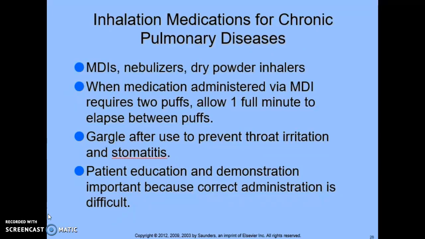So we have the MDIs, the nebulizers, and the dry powder inhalers, and they are different. When we do a nebulizer treatment, the medication actually goes into the nebulizer machine. It can be administered via the mask, and with our pediatric patients, we would use a mask. As they get older, you can use the mouthpiece and have them inhale from there. And then a dry powder inhaler uses the dry powder with the inhaler.